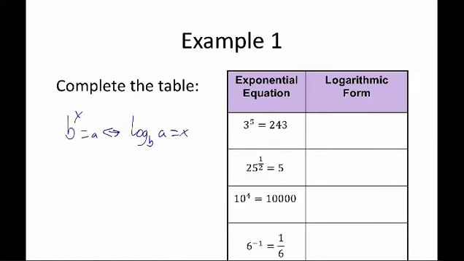So following that pattern, 3 to the 5th equals 243. The base of that power is 3, so the base of our logarithm is 3. The a value, that's on the other side of the equation, in this case is 243, and that's equal to 5. That was a bad looking 5. Let me rewrite that.